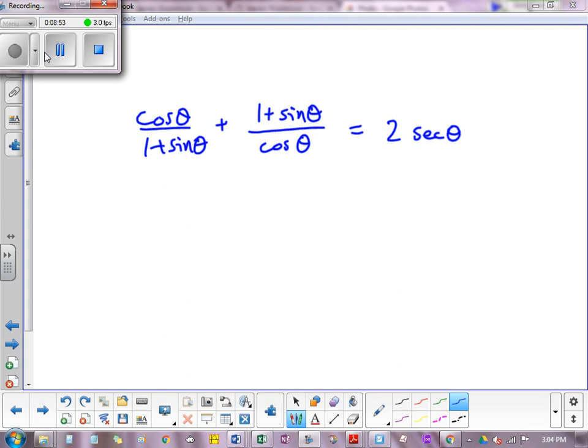I love the look of this problem. We have cosine theta over 1 plus sine, and we're adding to it its own reciprocal. It's just so cool looking. And this is somehow equal to 2 secant. Interesting. Interesting. All right. Let's see here.